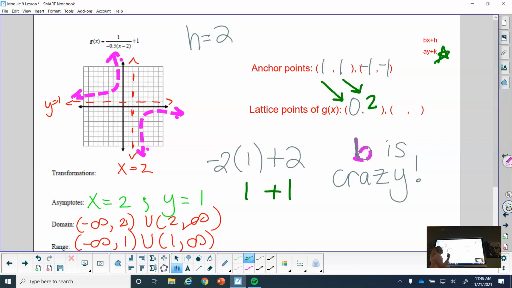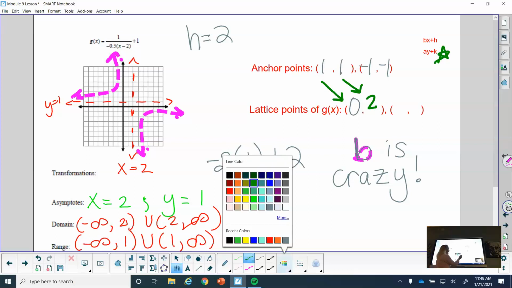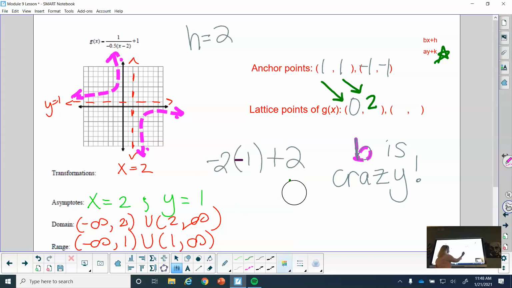Now let's do it again for the negative anchor points. For your negative anchor points, what used to be negative 1 for an x coordinate is now going to be a 4. Your negative 1 for your y coordinate is now going to be 0. So remember, this is just a sketch, but if I would have done it right, my points are (0, 2) and (4, 0).